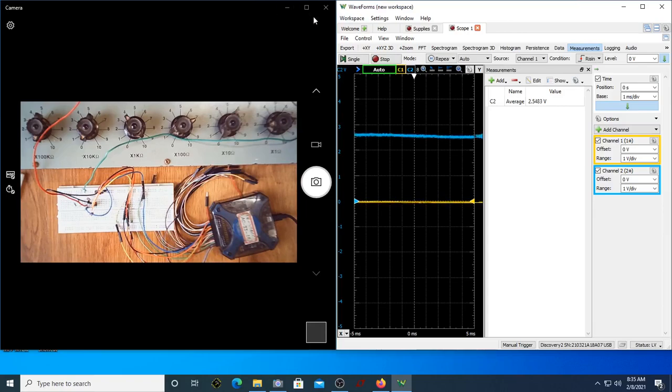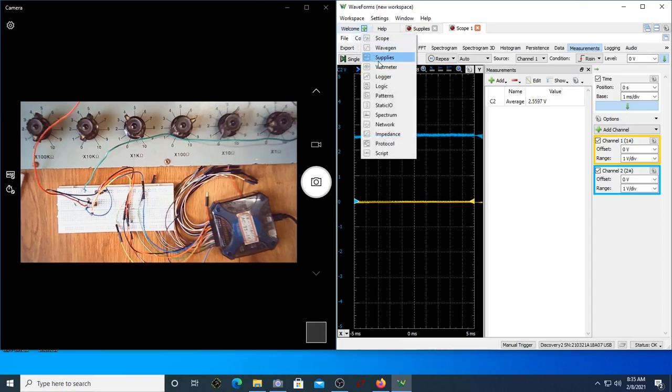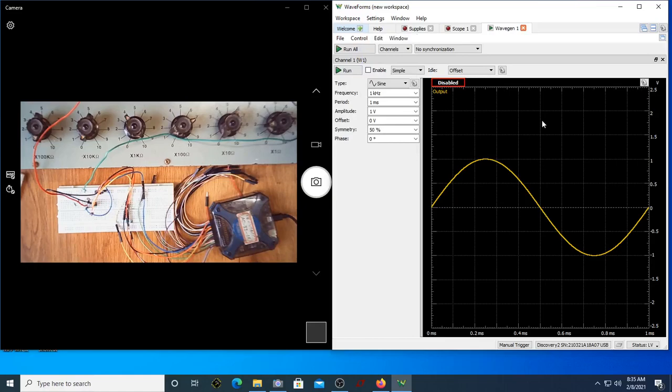Now we are set with the DC operating points. Now it is time to apply the input voltage. So input is in the form of a sine wave.